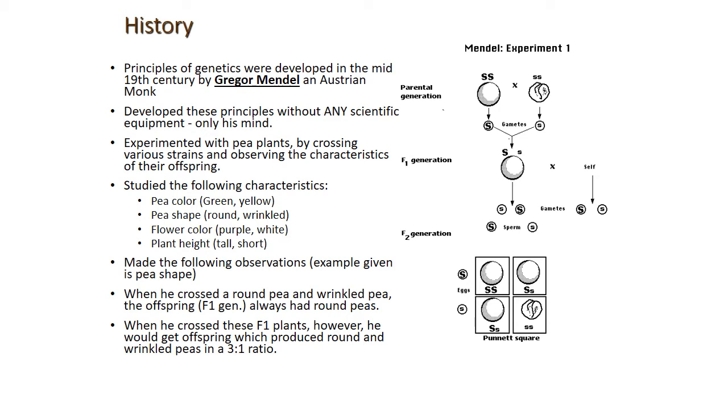You see that there are those 4 on this slide, but remember that pod color and pod shape were also part of them. And he made these observations with the example to the right being the pea shape. When he crossed a round pea and a wrinkled pea, he saw that he always got round peas in the F1 generation. And when he allowed those F1 generations to breed by themselves, to self-fertilize, he did not get all round peas. He got 3 round peas to 1 wrinkled pea. So he got that 3-to-1 ratio.